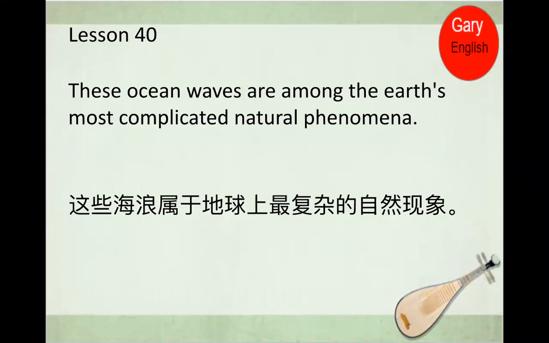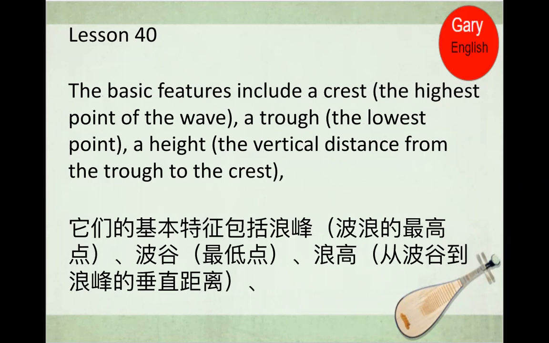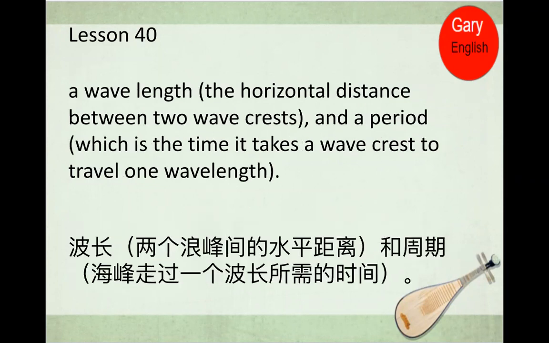These ocean waves are among the Earth's most complicated natural phenomena. The basic features include a crest, the highest point of the wave, a trough, the lowest point, a height, the vertical distance from the trough to the crest, a wave length, the horizontal distance between two wave crests, and a period, which is the time it takes a wave crest to travel one wavelength.